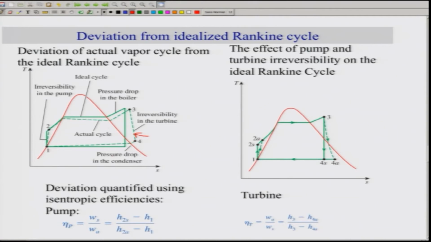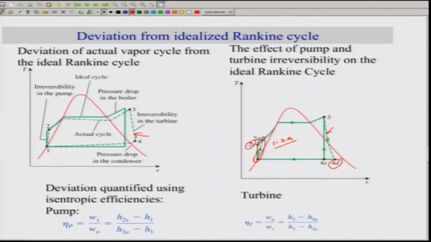Based simply on the irreversibility associated with the pump and turbine, one can come up with a more simplified diagram on TS, where we just consider the irreversibility here, where 1 to 2A represents the actual path because of the irreversibility, and 2S represents the isentropic path for the pump. Similarly, 3 to 4S is your isentropic expansion for the idealized turbine, and 3 to 4A is for the actual turbine, and due to the irreversibility it will follow this dashed line.